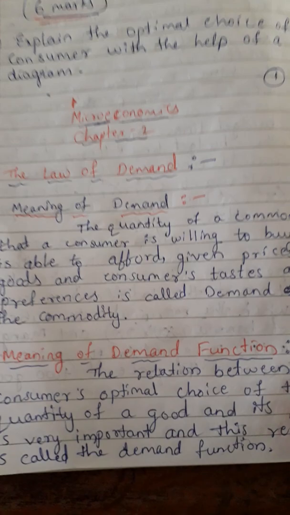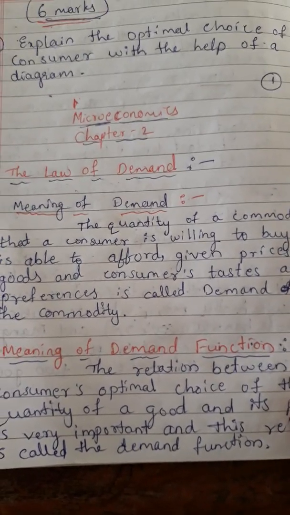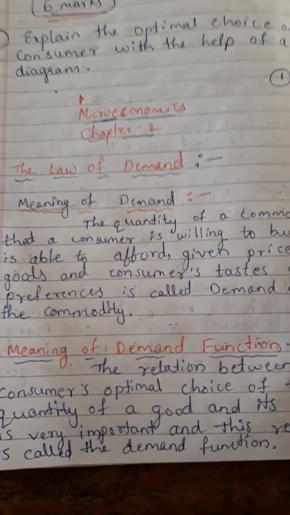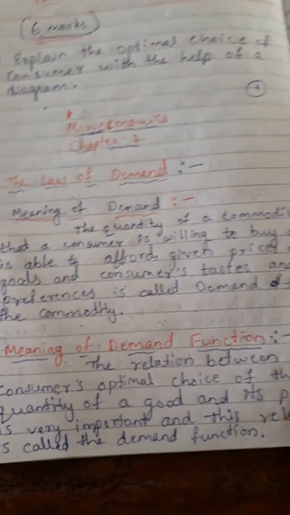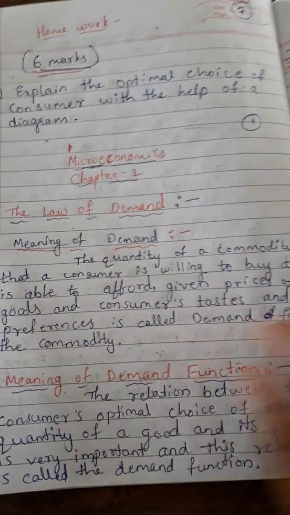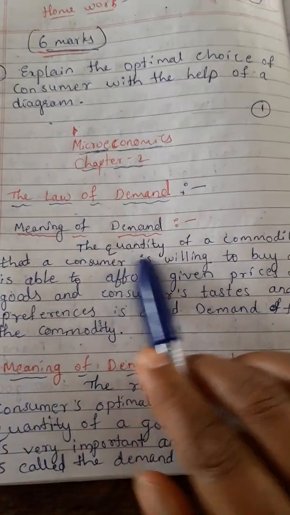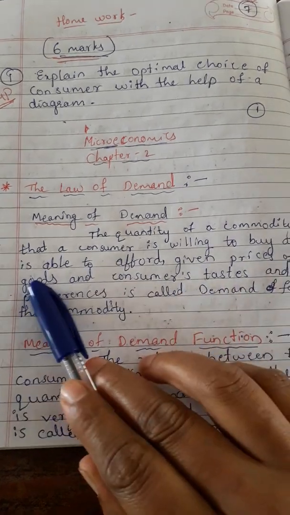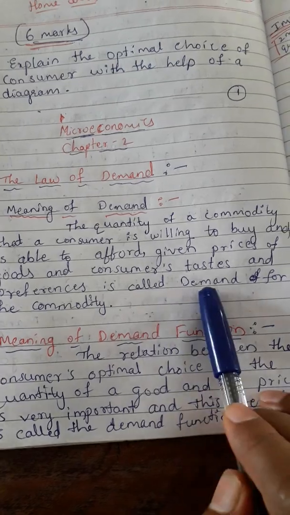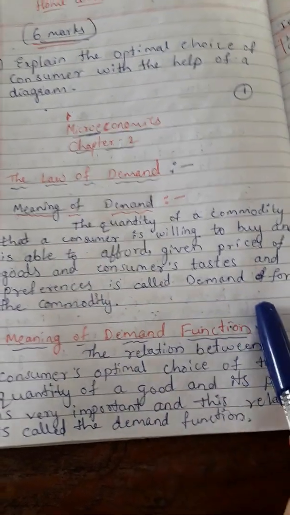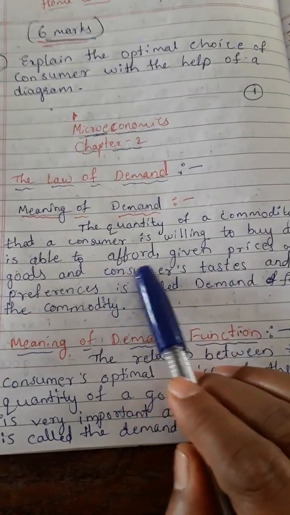What is demand? Generally we call demand a desire, but desire is not exactly the meaning of demand. So what is demand? The quantity of a commodity that the consumer is willing to buy and is able to offer, given the price of a good and the consumer's taste and preference, is called demand for the commodity. It means the quantity of a commodity that the consumer is willing to buy.